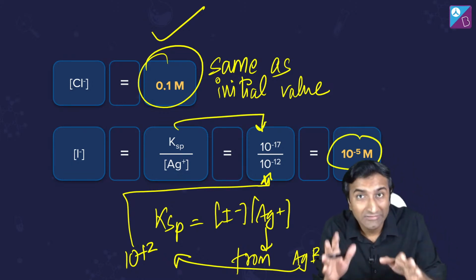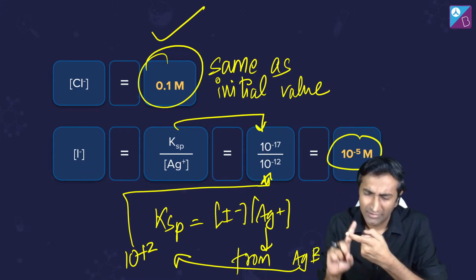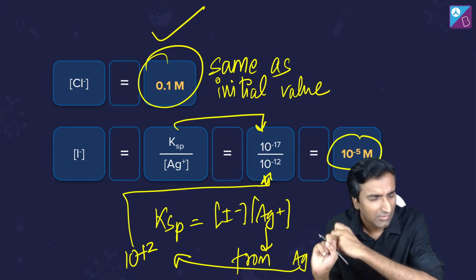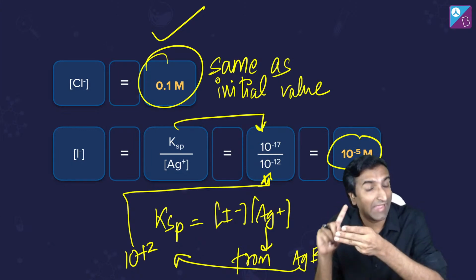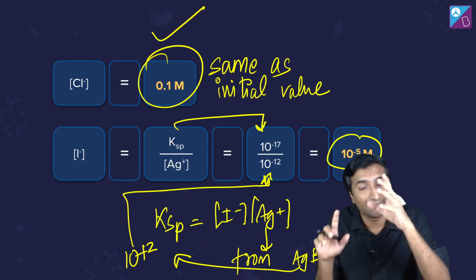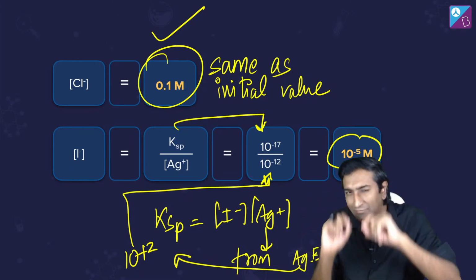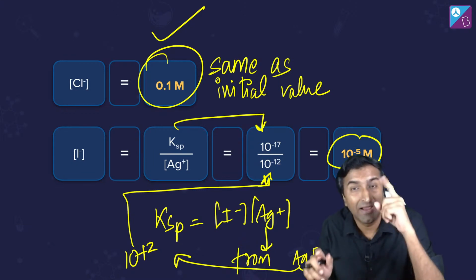So this is the cool part. We have done three things. Firstly, we figured out that I minus will precipitate first. Secondly, we found out the exact concentration of Ag plus ions when I minus, Br minus and Cl minus precipitate out. We got three different values. The third thing we have done, this is the coolest thing, is that when Br minus is precipitating, at that time how much of I minus is in solution?